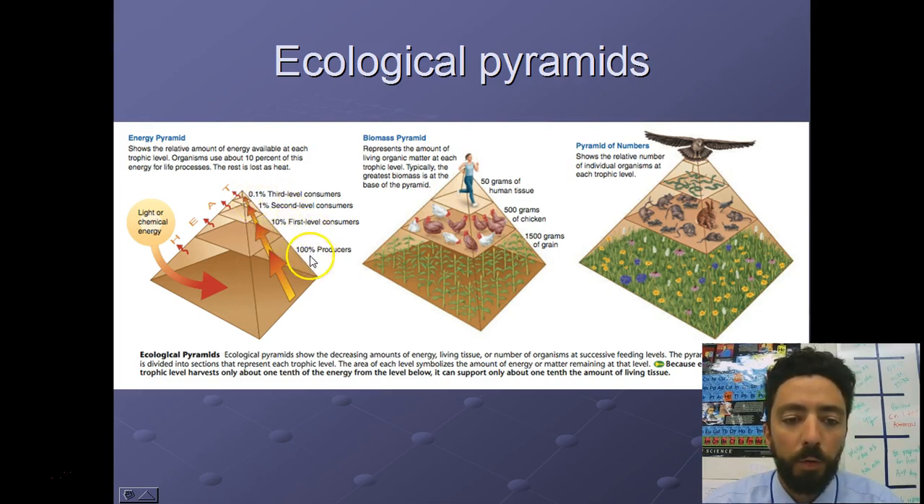100% originally with the producers, drops down to 10% with the first level consumers, another 10% off, and you're down to 1% for the secondary consumers, and so on and so forth.